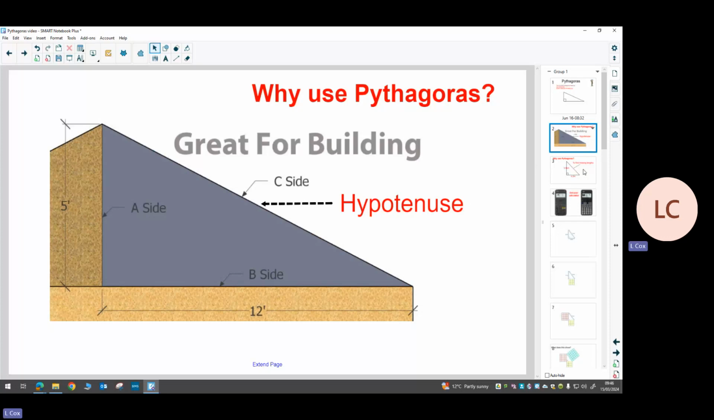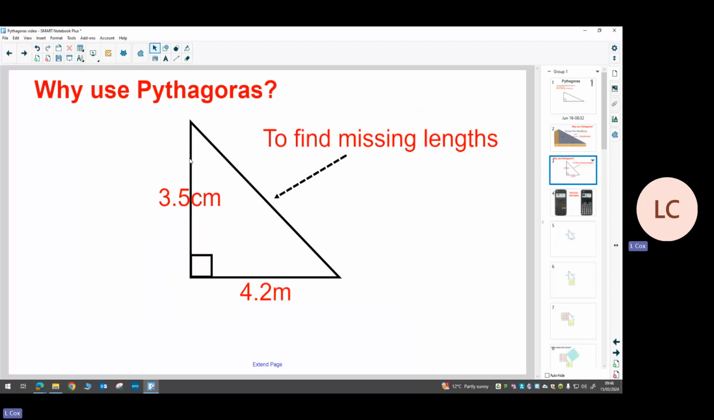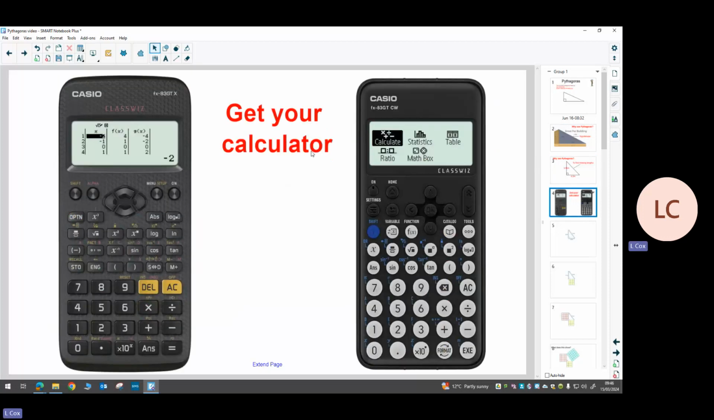So let's have a little look at an example. If this was 3.5 and this is 4.2, I can use Pythagoras' theorem to find out this missing length. We call this, remember, the hypotenuse. You are going to need your calculator, so make sure you've got your calculator. If you haven't, pause the video and go and get one.